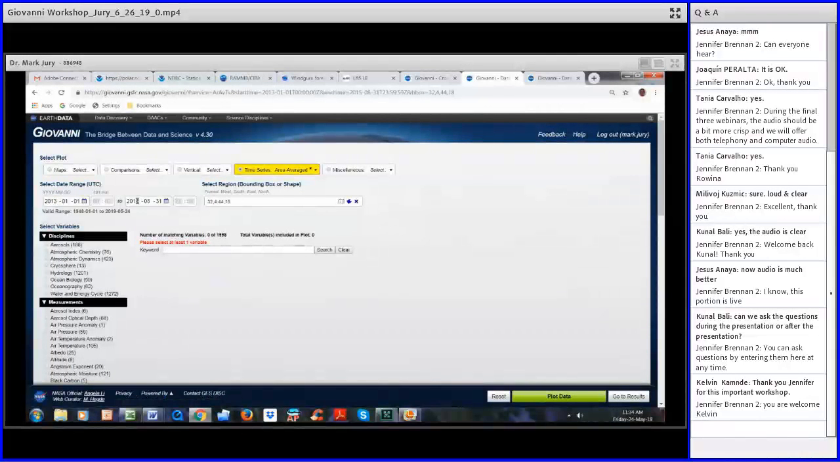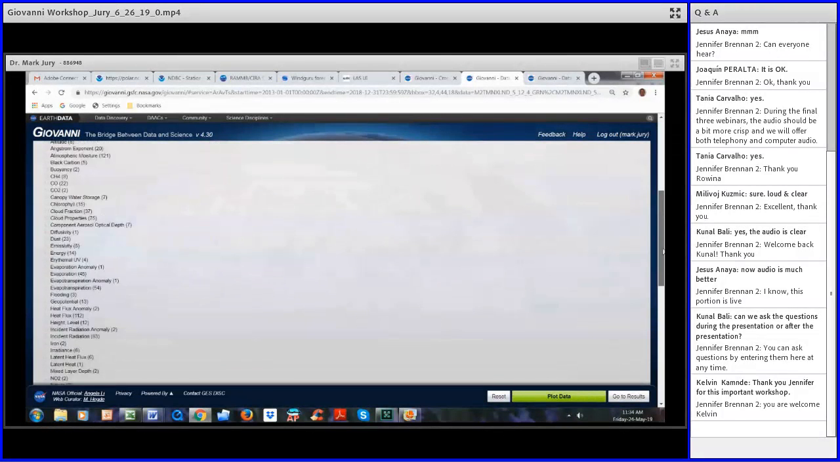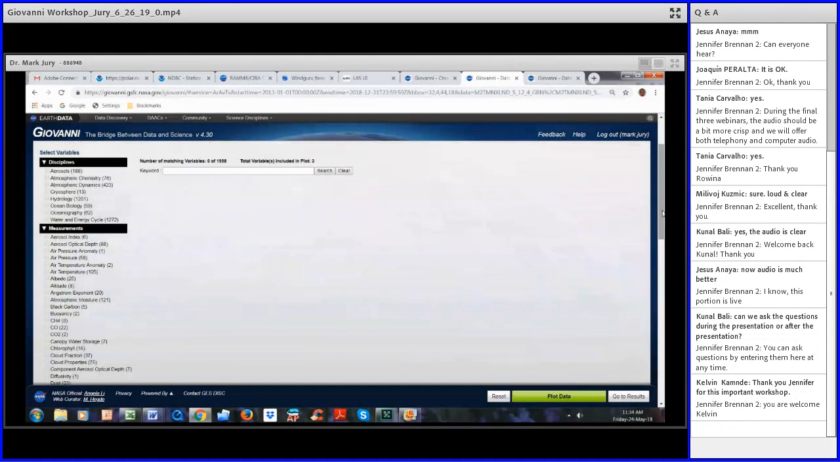Haven't got any variables requested at this stage, 2018-12, and we'll reduce the area here. It's possibly better to make sure you get your variable first. And so what is it that we would like? Well, we can stick with the evapotranspiration.